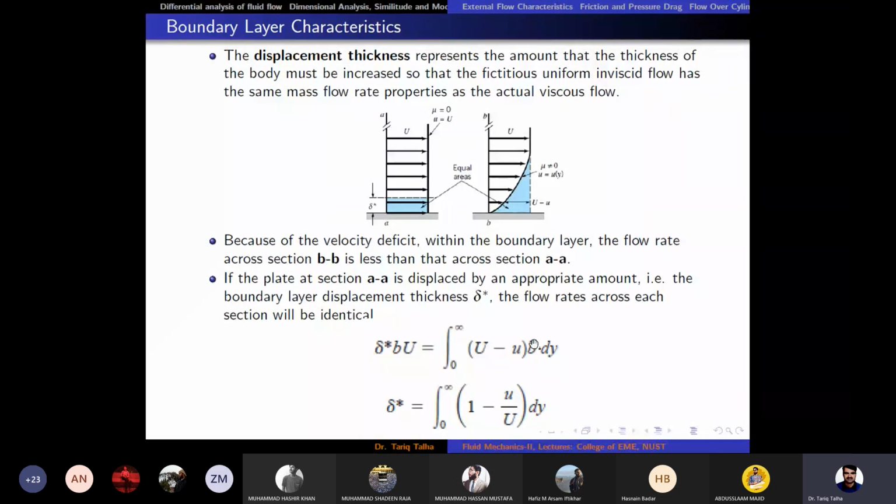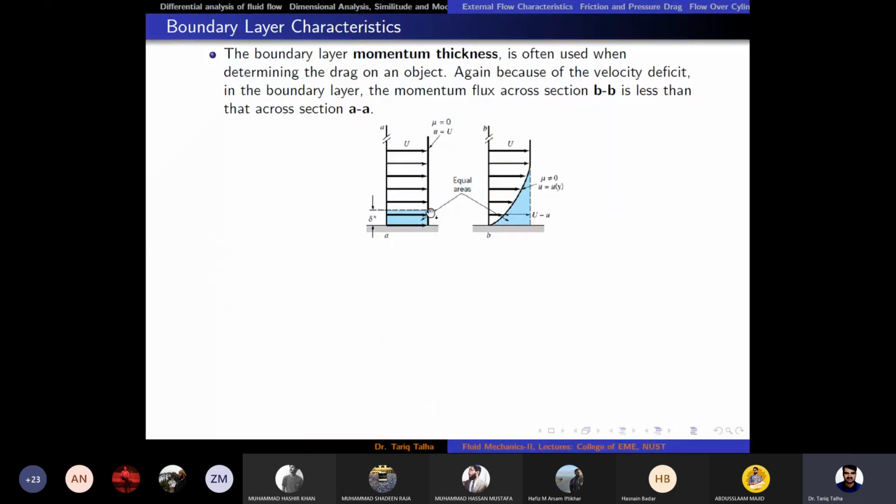So we can easily calculate displacement thickness by this integration. On the same pattern, we can define the drag, that is, how much the thickness of the plate should be increased so that this plate would have the same drag as this inviscid flow. That parameter we call momentum thickness.